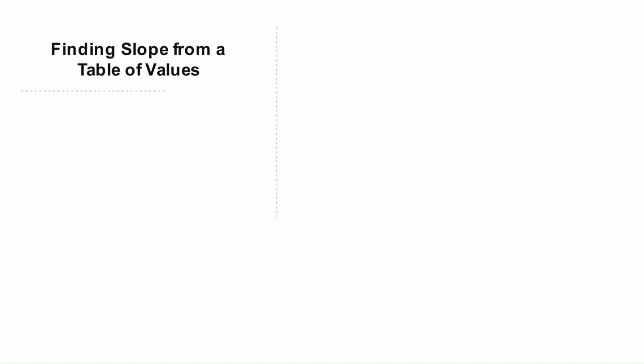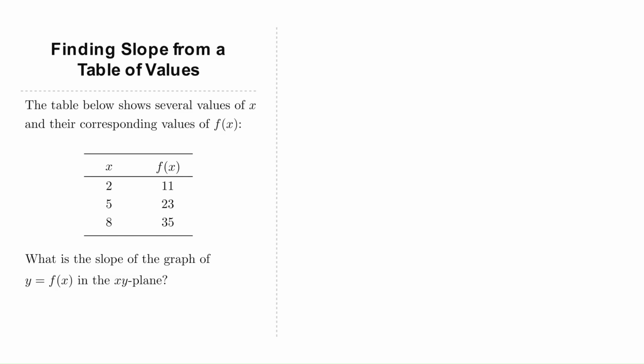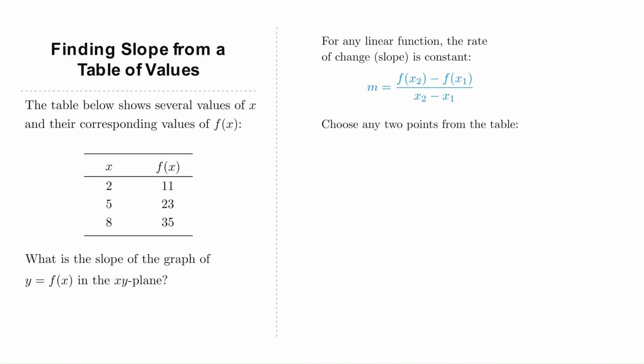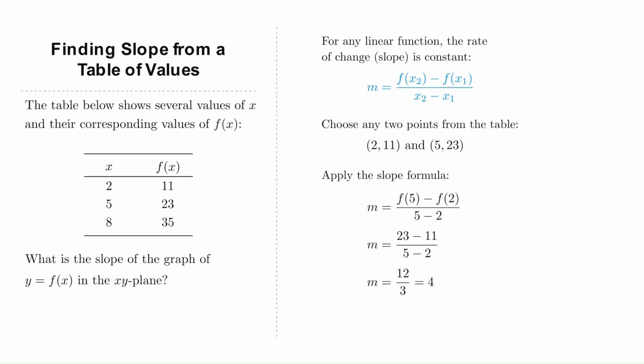In this example, we are asked to find the slope of a linear function using a table of values. For any linear function, the rate of change, or slope, is constant. We can calculate this slope using the rate of change formula, which equals the difference in function values divided by the difference in the input values. To begin, we can choose any 2 points from the table. Let's select the first 2 coordinate pairs, (2, 11) and (5, 23). Substituting these 2 points' values into the slope formula above and simplifying, we get that the slope of the line given by the table values is 4.